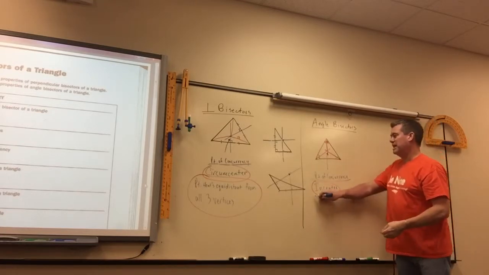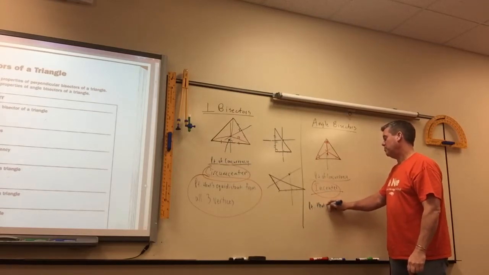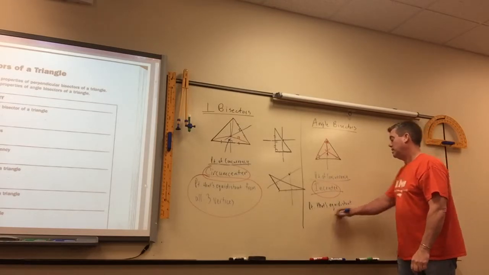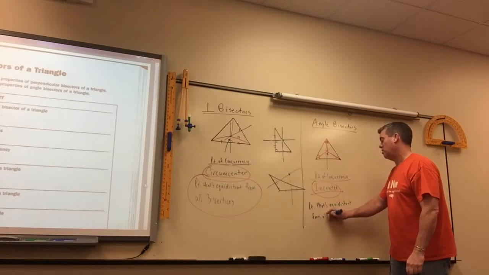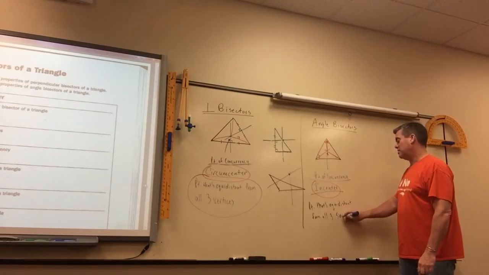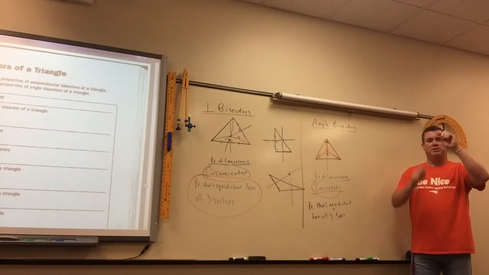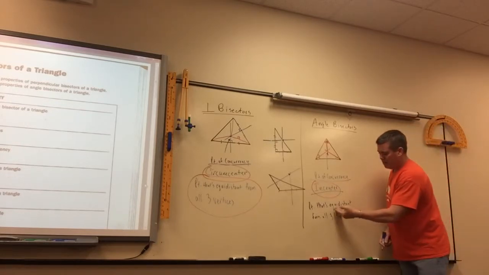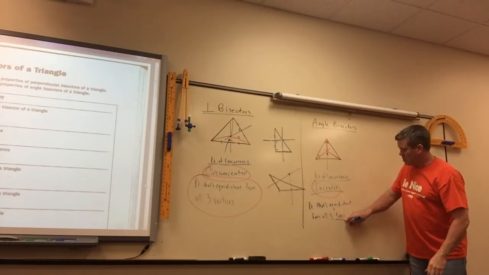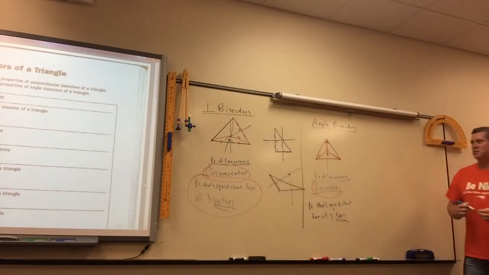So what you need to know about the incenter is it's the point that's equidistant from all three sides. It's just like the assignment we did yesterday. A perpendicular bisector, every point's equidistant from each vertex. An angle bisector, every point on it is equidistant from each side. So this one is from the sides, this one is from the vertices. You need to know the difference between those two.